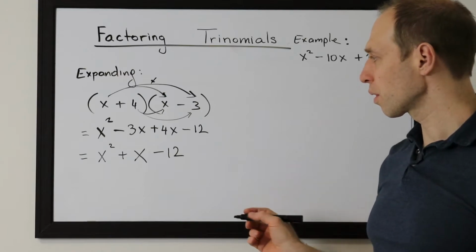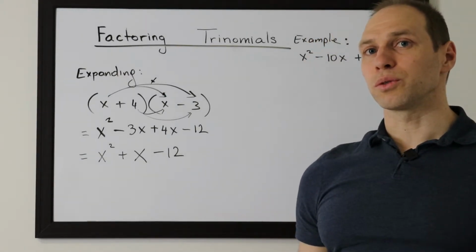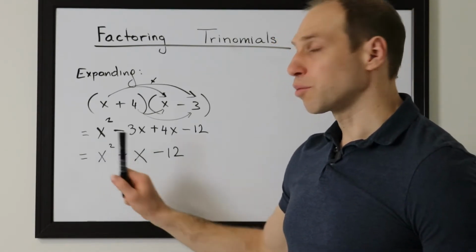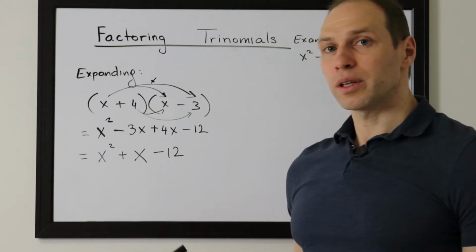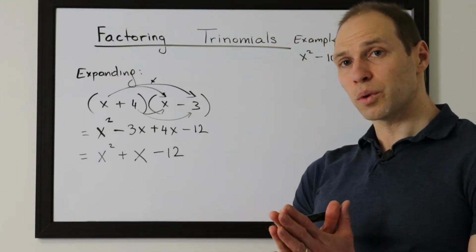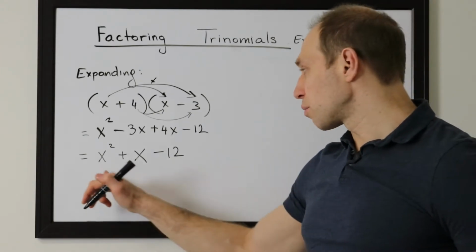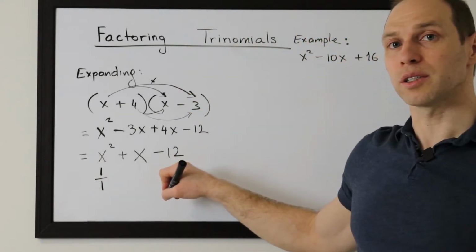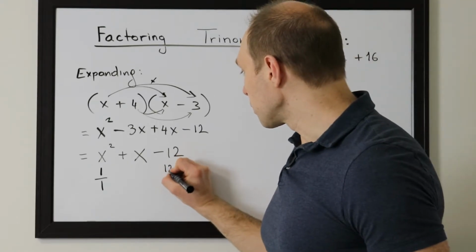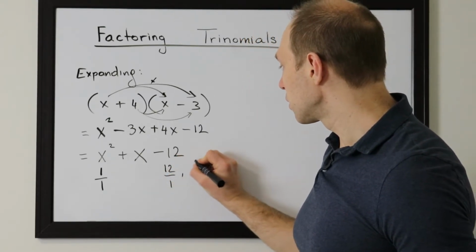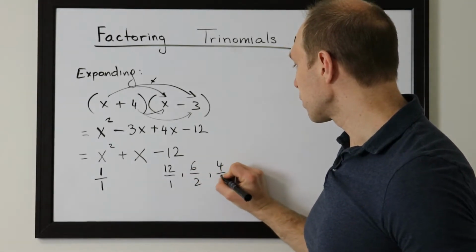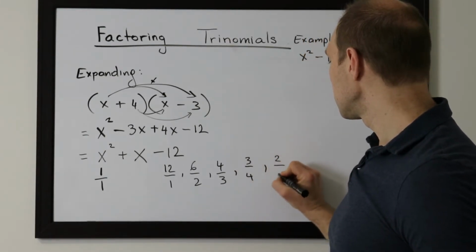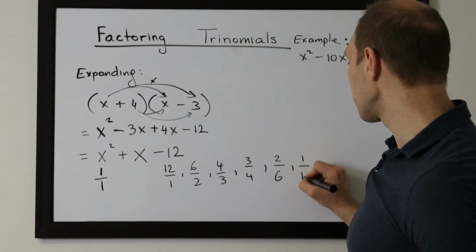So how do we do it? Well, there are a number of different ways of doing it. I'm going to show you one method today. And so the number in front of this x squared is the number 1. So I'm going to write down all the possibilities where we can take different numbers and multiply them together to get the number 1. So in this case, it's just 1 times 1. Here we have the number 12, and it has multiple possibilities. It can be 12 times 1, 6 times 2, 4 times 3, 3 times 4, 2 and 6, and 1 and 12.